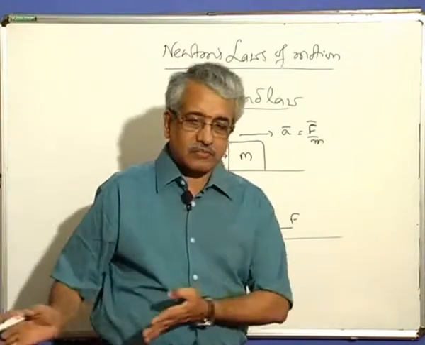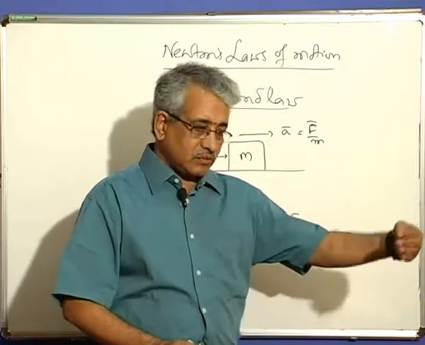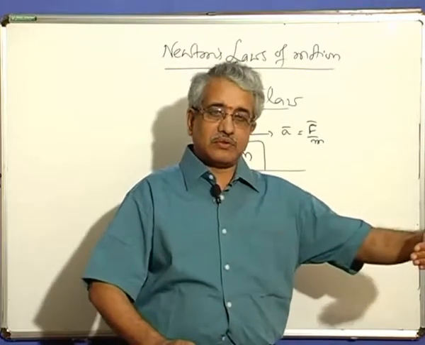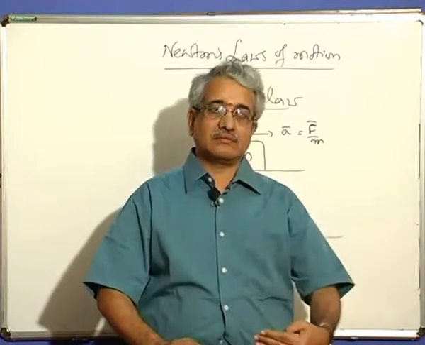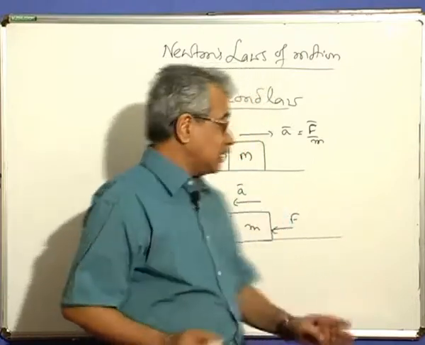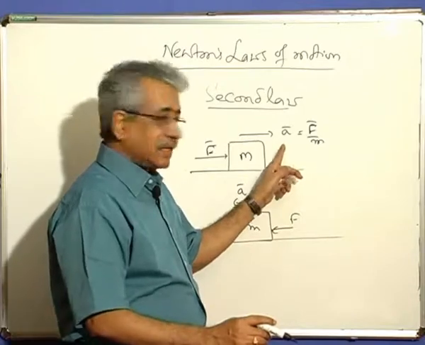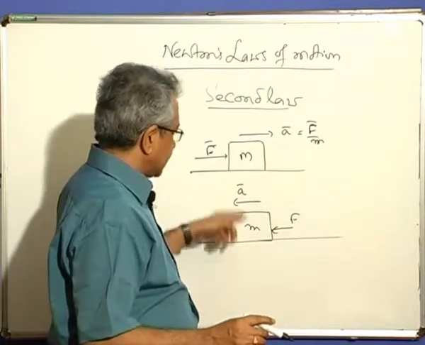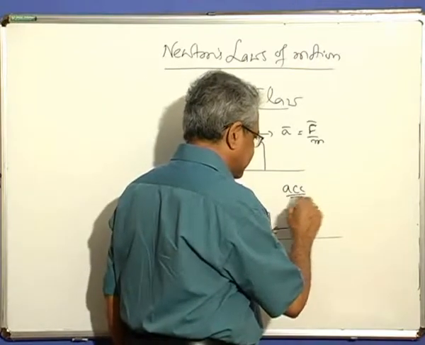Suppose the body is moving on a rough surface. Friction will take place in the opposite direction. So friction is a force which tries to produce acceleration in the opposite direction. Therefore, we say it is retarding the motion. Retardation is produced, so velocity goes on decreasing. If the force and acceleration are in the same direction, we call it acceleration.